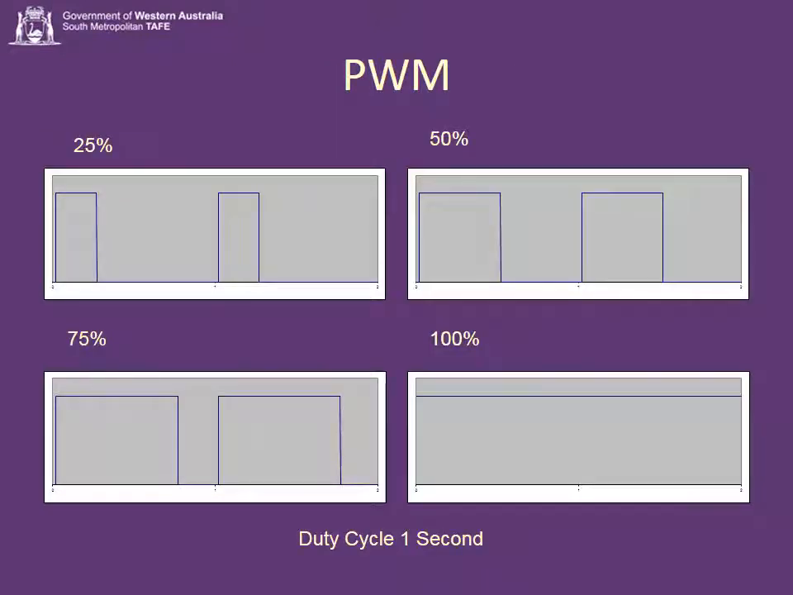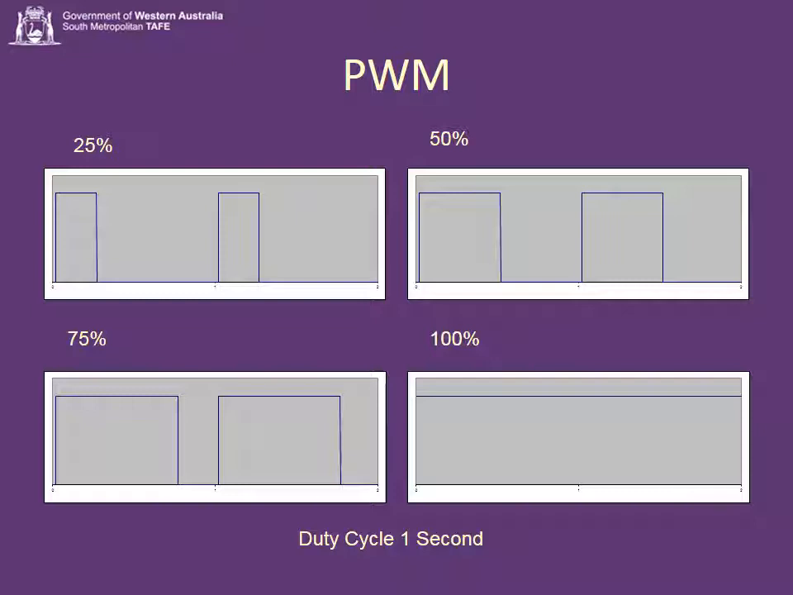Now, pulse width modulation. This is where we take a digital output and we turn it into an analog output. And the way we do that is by switching it on and off for a period of time. And let's say that our entire period of time is 1 second. If I switch it on for a quarter of a second, let's say it's a heater.